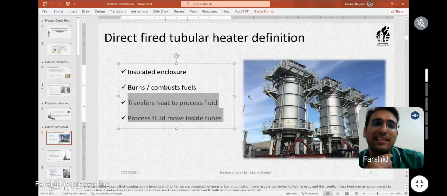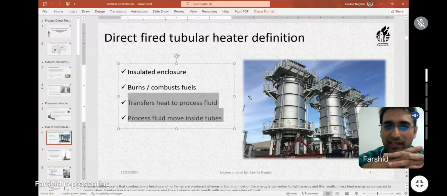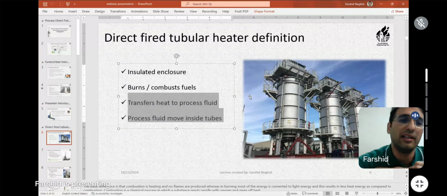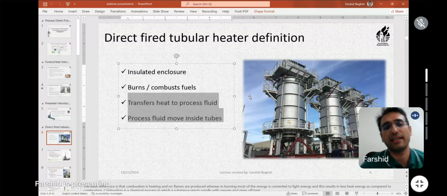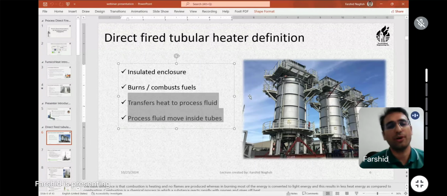The other thing that we can conclude from these two sentences is that if inside the tubes of a heater a fluid exists, but it does not move, it is not able to carry away the heat. So in that case also, the tubes or the furnace refractories itself will fail. So these are the conditions for a heater to be a direct fire tubular heater. Okay.